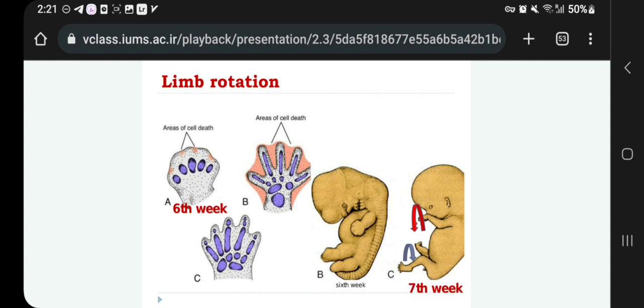When we have a lateral rotation in the upper limb, and medial rotation of about 90 degrees in the lower limb, the pollex or thumb lies laterally, and the little finger lies medially. Opposite, vice versa, in the lower limb, the big toe is medial, and the little toe is lateral.